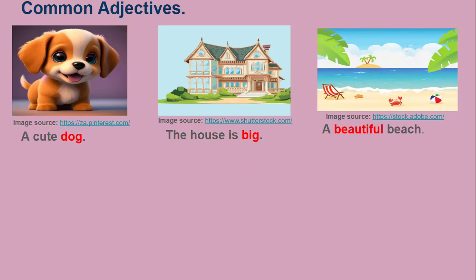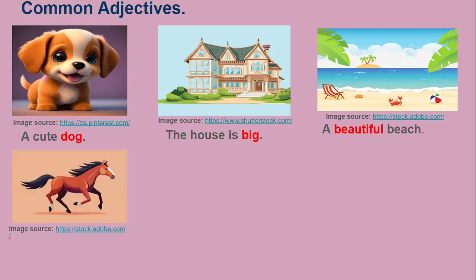Okay. Next one is a beautiful beach. A beautiful beach, right? So beautiful is an adjective. It tells us that this beach looks very nice. It looks good. Okay? So moving right along, let's go to the next one.